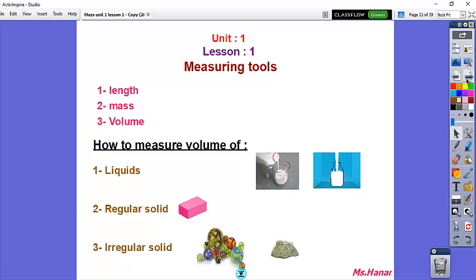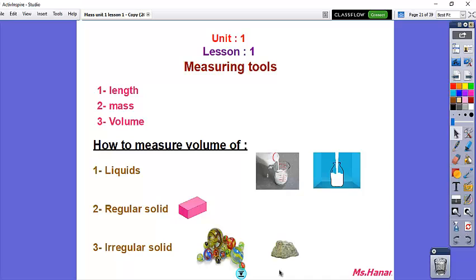Maybe this matter is liquid, such as milk or water, or maybe solid. A solid matter may be regular as a cube, as you see, or a box, or maybe irregular as marbles, like these marbles. Or stone.